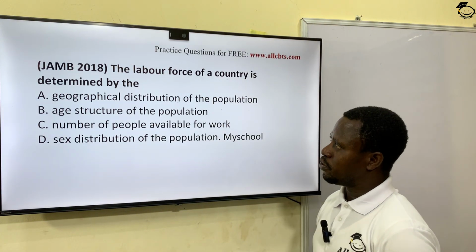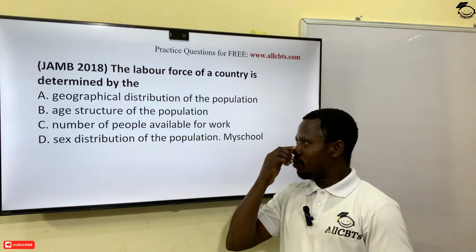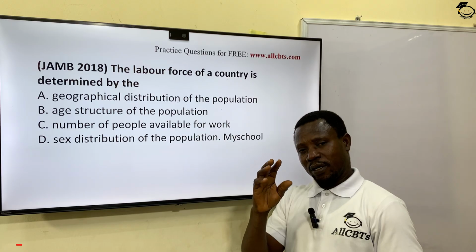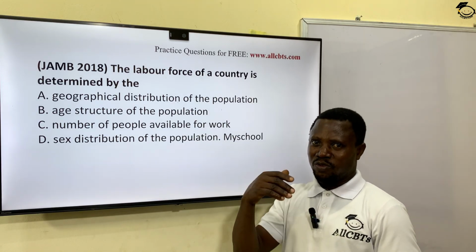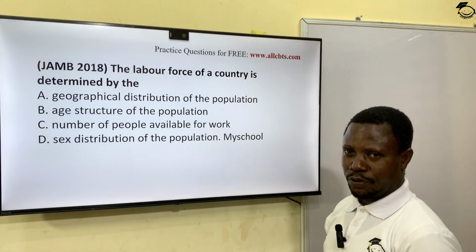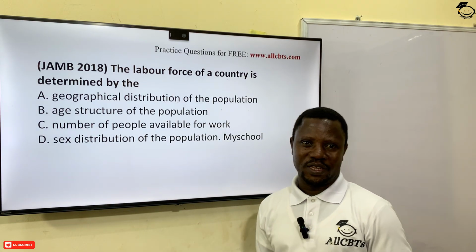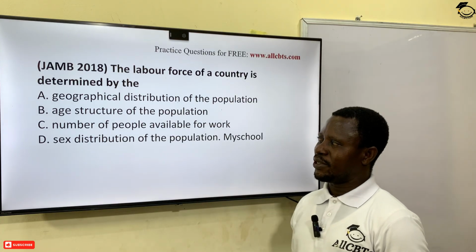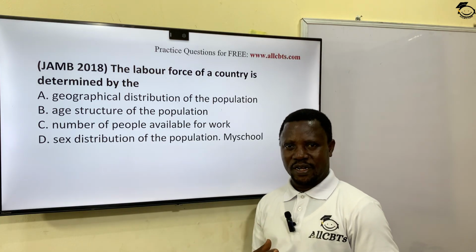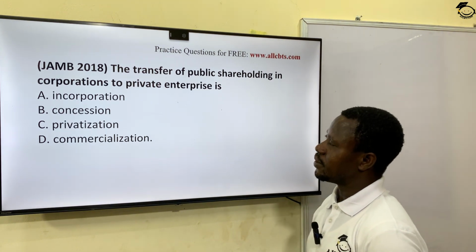A, geographical distribution of the population, no. Age structure of the population, yes, I mentioned age structure, but the fact that somebody is within the age structure of workforce is a factor. If such a person is not available to work, then you cannot call him a labor force. Let's see. Number of people available to work. Yes. The sex distribution of the population has nothing to do with this. That's a distraction. So the correct answer to this question is option C, the number of people available to work. They are the ones they call the labor force of a particular country. All right? We go on.